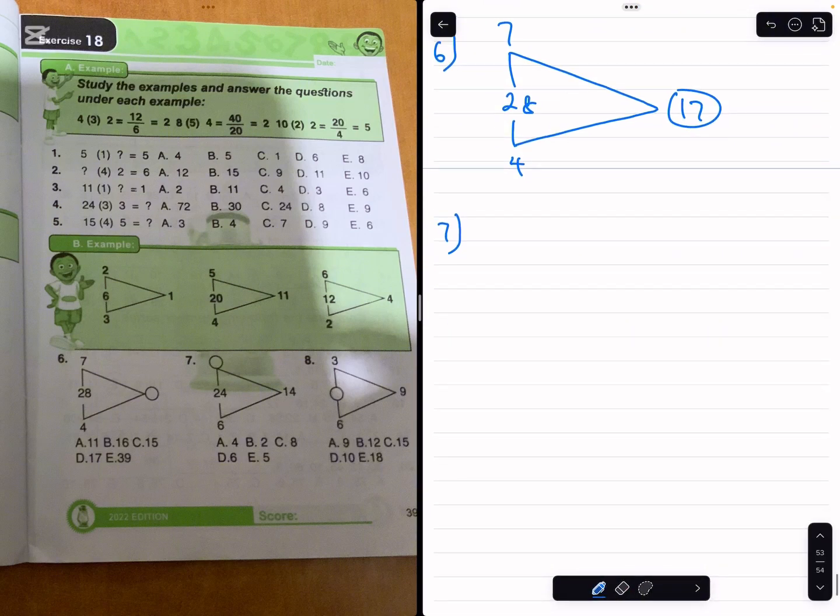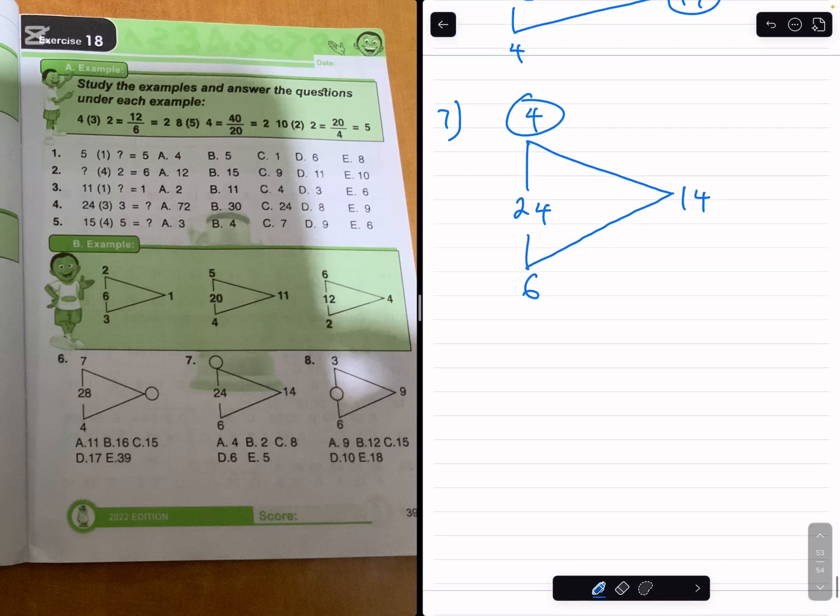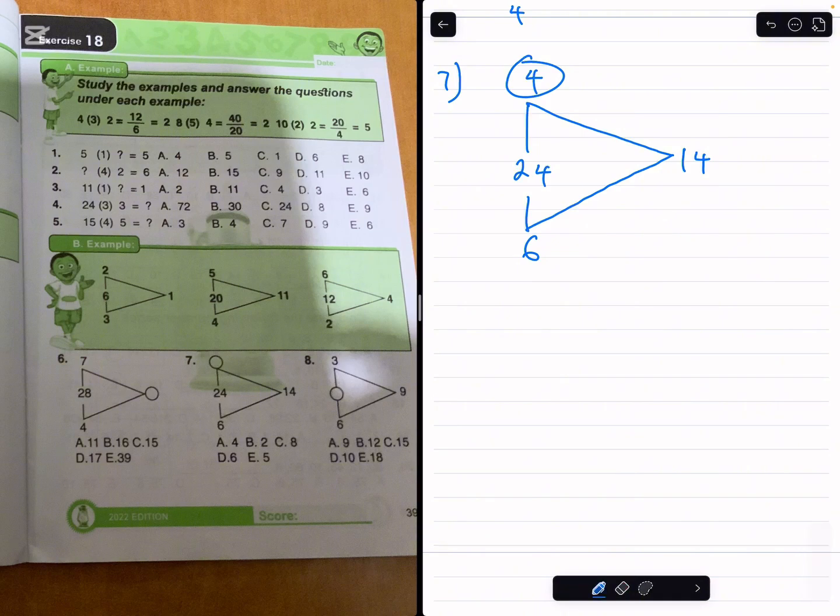Number 7. This is 24. This is 6. And this is 14. The number here is missing. So we know that we can just say 6 plus 14, 20. 24 minus 20. That's 4. That's the answer. Now to the next one, which is number 8.